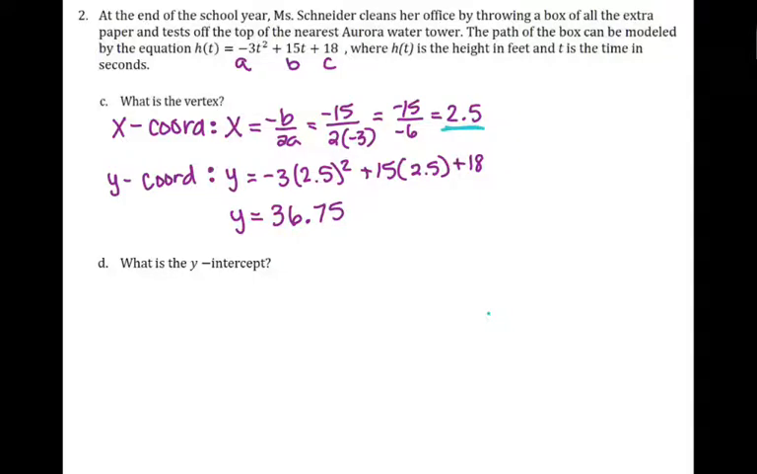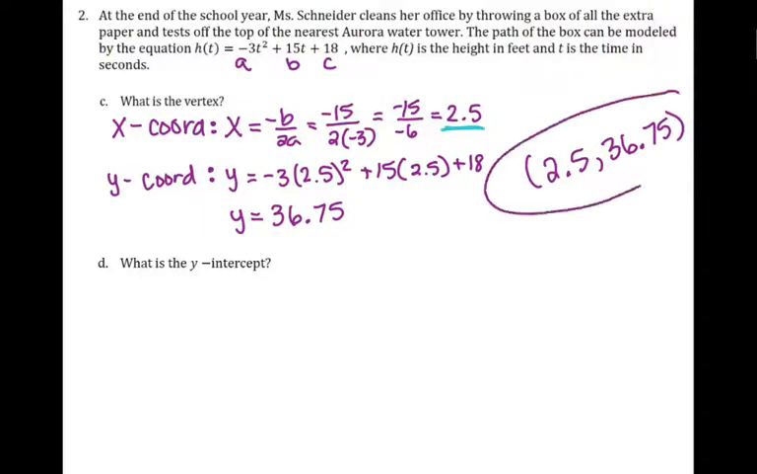36.75. Your vertex, of course, is a point, so we write it as an ordered pair. The x-coordinate was 2.5. The y-coordinate is 36.75. So there is your vertex.